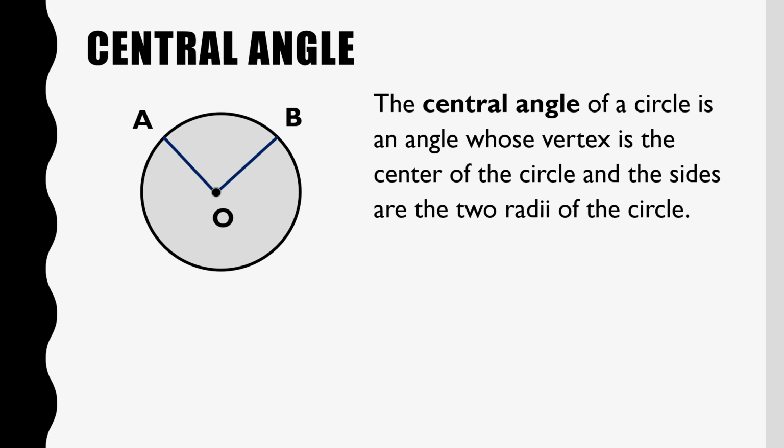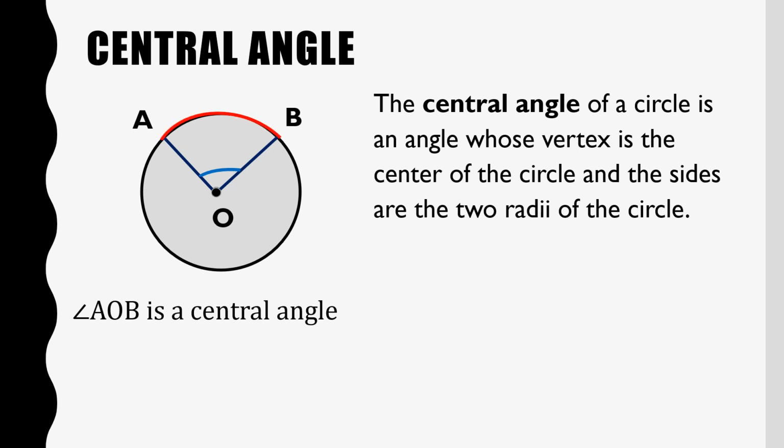Let us define what is a central angle. The central angle of a circle is an angle whose vertex is the center of the circle and the sides are the two radii of the circle. So given this figure, we say that angle AOB is a central angle since its vertex is at O, which is the center of the given circle, and the sides OA and OB, which are the radii of the circle.